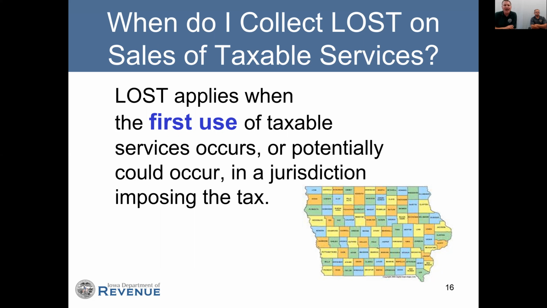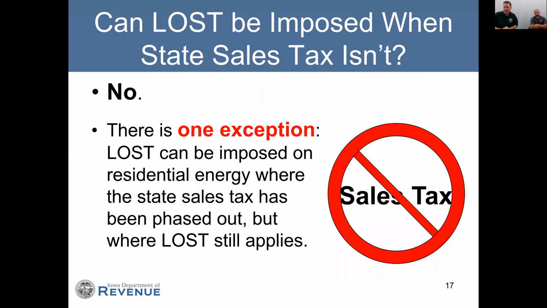Just a quick example on that. Let's say that I was going to get my hair cut, and barber and cosmetology services are a taxable service. If I get my hair cut in Des Moines, again, Des Moines does not have the LOST, so I would only pay 6% tax if I got my hair cut in Des Moines. The first use of that service is in Des Moines, so no local option tax applies. If I get back home to Davenport, that does have a local option tax. If I get my hair cut there, it will apply in that situation.